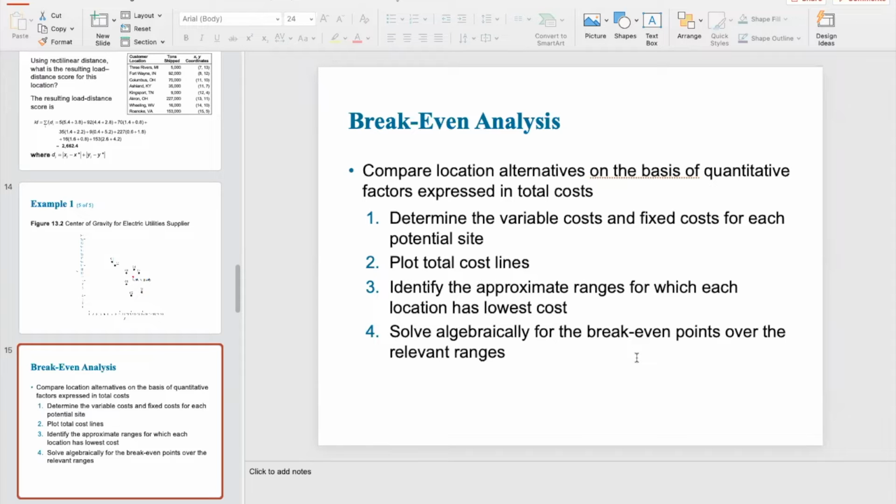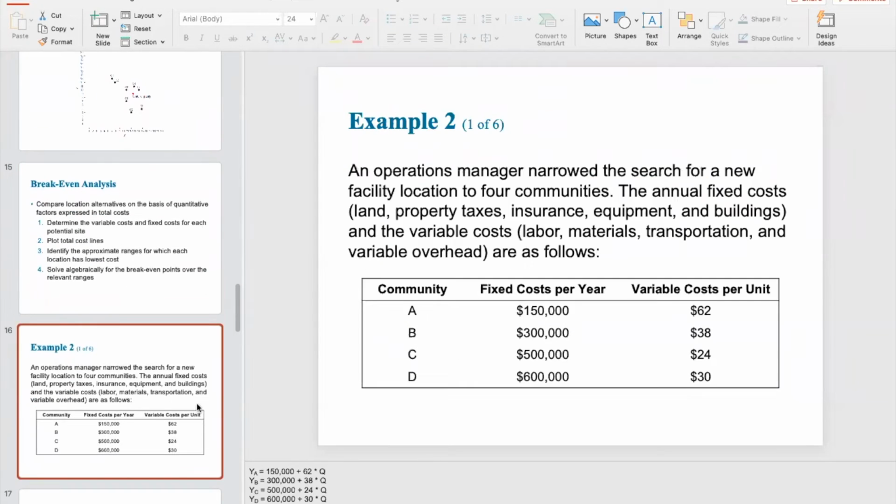This is basically the key idea of break-even analysis applied within the supply chain logistics network type of problem. Now I would like to use one specific example to illustrate the core idea. As you can see here, within example 2, an operations manager narrowed the search for a new facility location to 4 communities: A, B, C, and D. Within every community, we have certain financial information, including the annual fixed cost and the variable cost. All of the information is summarized within this table.